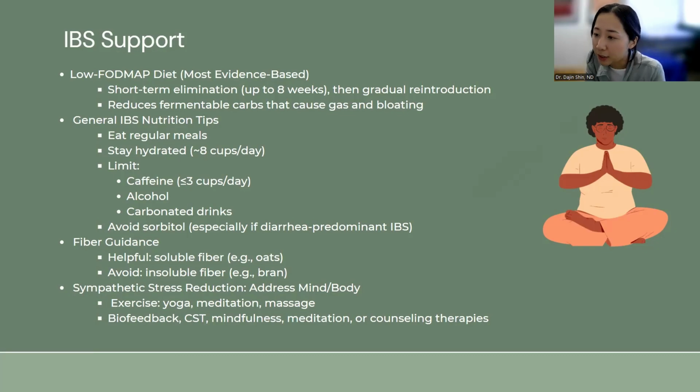Fiber also matters, but type is very important here. Soluble fiber like oats tends to be very helpful, while insoluble fiber like bran can sometimes worsen the symptoms. And because unmanaged stress can definitely worsen IBS symptoms, focusing on mind and body therapies such as exercise, yoga, meditation, massage, counseling, and biofeedback are all equally important.